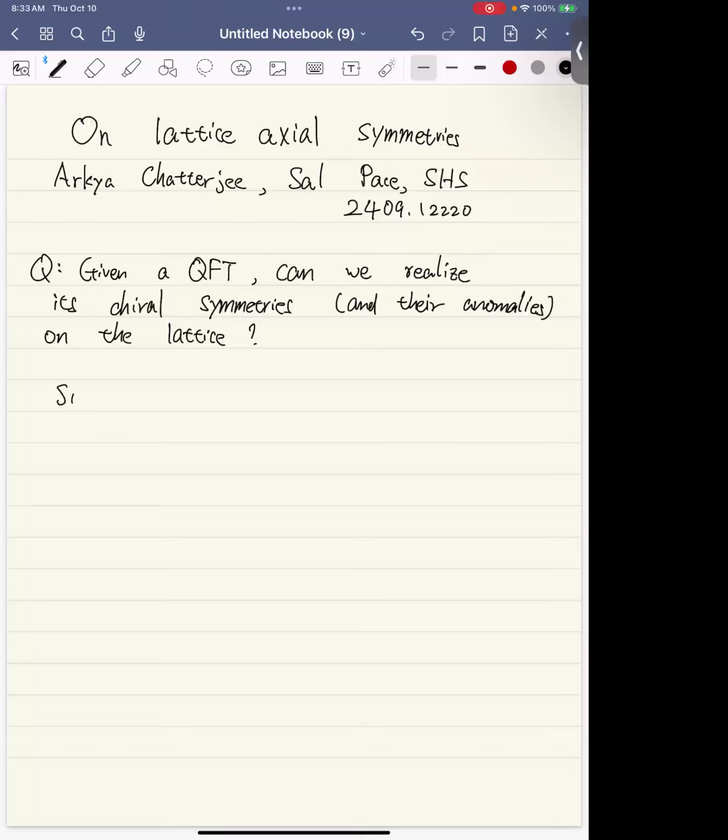So what's the simplest setup for this question? What's the starting point quantum field theory I want to talk about? The simplest one will be a free, massless Dirac fermion in 1+1 dimensions. Okay, cannot get simpler than that.